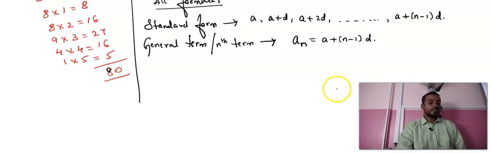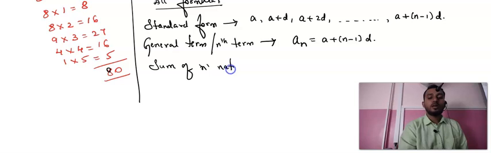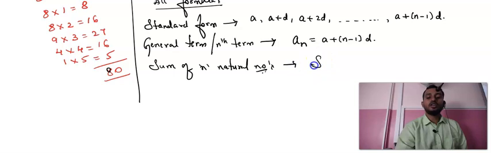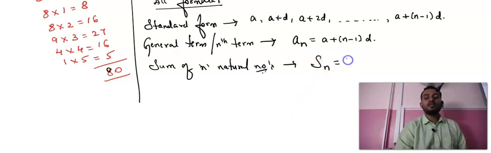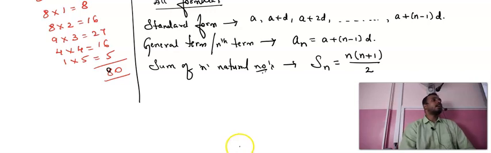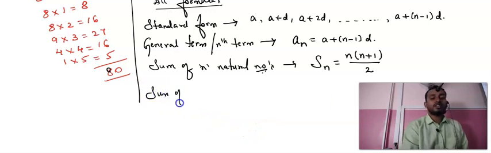And then, which is the other formula we have? That is the sum of n natural numbers, denoted by the symbol Sn. Sum means S. Sum of n natural numbers, we have the formula Sn equals n into (n plus 1) whole divided by 2, or n by 2 into (n plus 1), or n into (n plus 1) by 2. Got it? Then what is the other formula we have in this chapter?